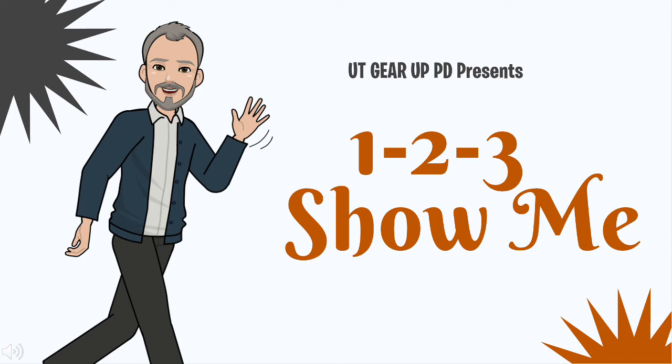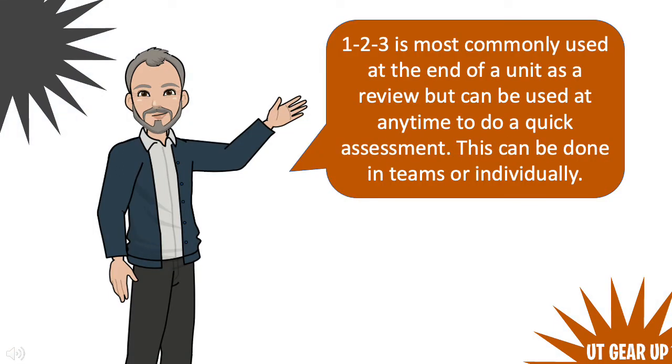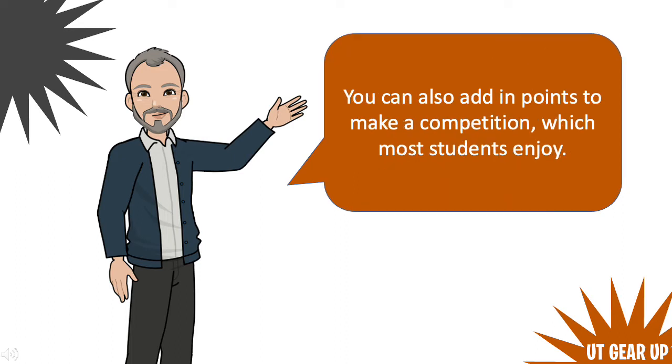123 Show Me is a tool that can be easily adjusted, modified, and gamified. 123 is most commonly used at the end of a unit as a review, but can be used at any time to do a quick assessment. This can be done in teams or individually. You can also add in points to make a competition, which most students enjoy.